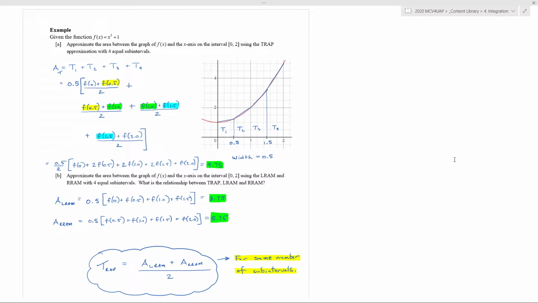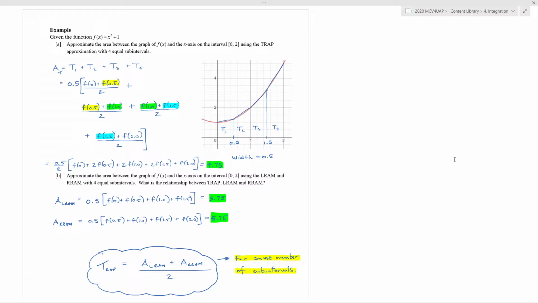It's a useful thing to know on the AP exam, because you may get a question where it says, use the LRAM and RRAM to find the area under a curve. So it'll ask you to do 2 different approximations. And then the third part of the question might ask you to do the trapezoidal approximation.